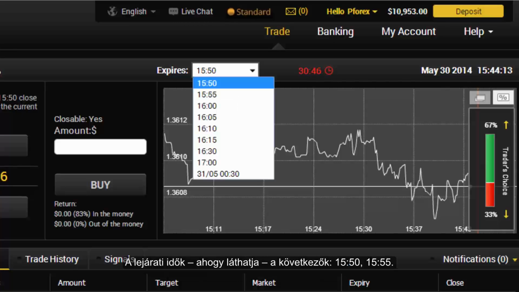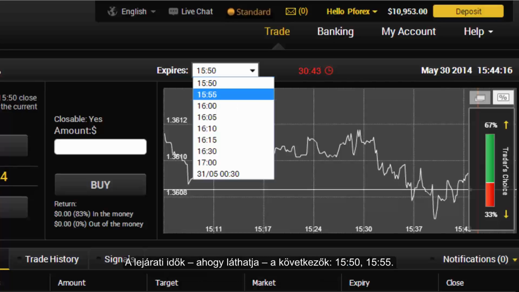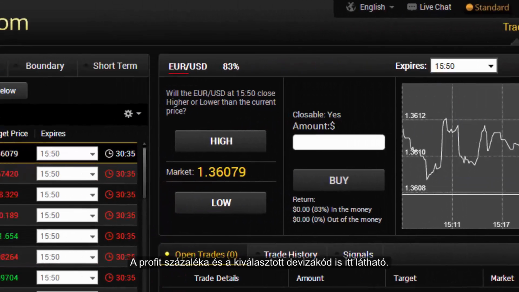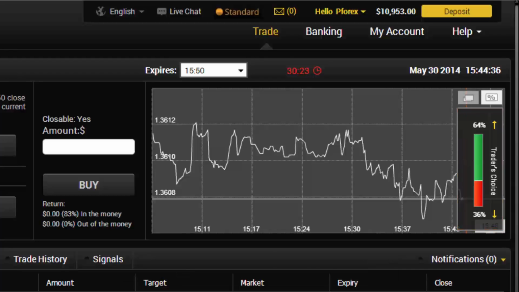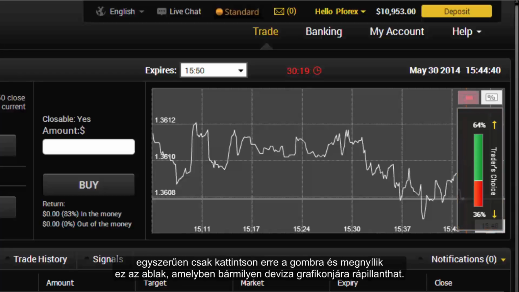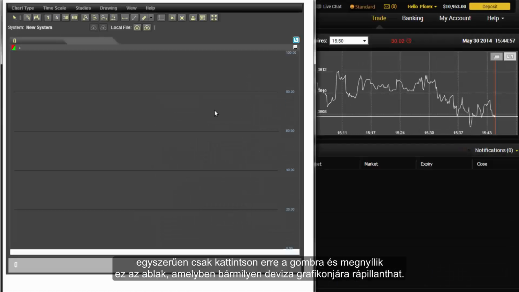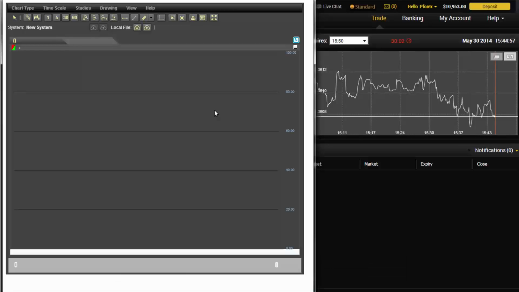The expiry times, as you can see, are 15:50, 15:55. The percentage of the profit and the symbol chosen are shown here as well. The percentage of selling and buying assets, which by looking at, you can see that traders like to sell immediately. If you would like to analyze the market, you simply have to click this button here, and this window will open where you can look at any chart for any currency that you like.